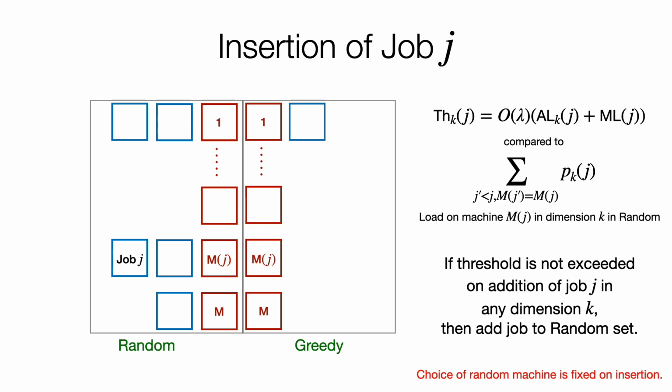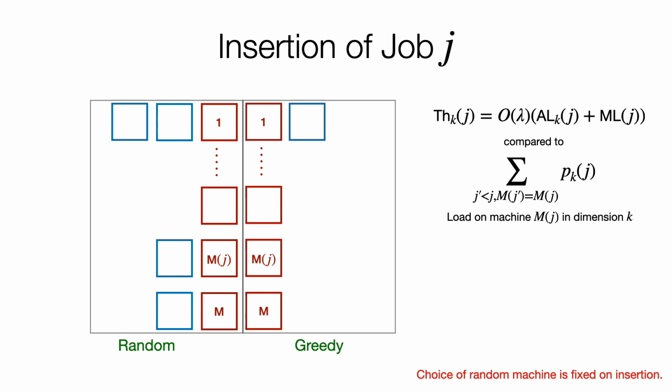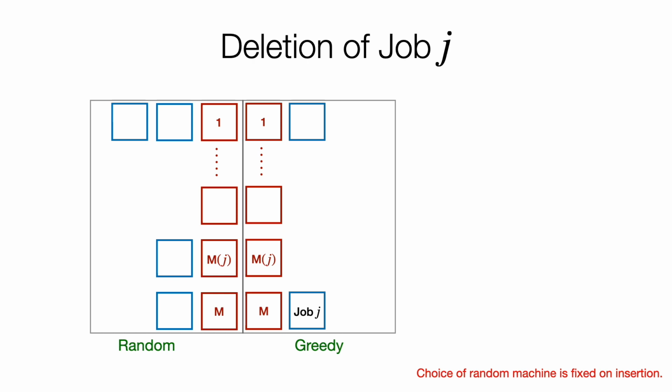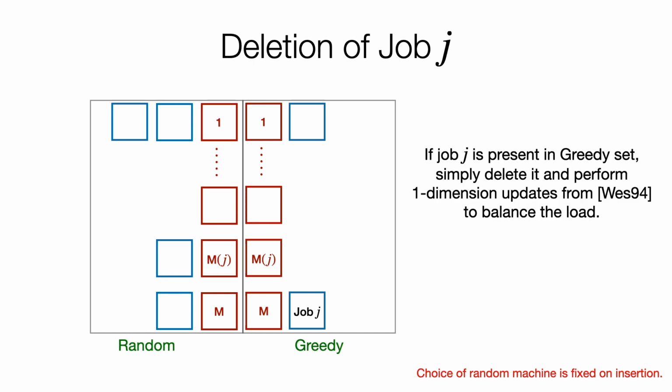We just want to note that this random choice for job J is fixed when it is inserted for the first time. We never change this random assignment as long as job J exists. If this threshold is exceeded in some dimension K, then job J is added to the greedy set. Now, when we want to delete jobs, if job J is present in the greedy set, we can just normally delete it and perform the one dimension updates from Westbrook 94 to balance the load.